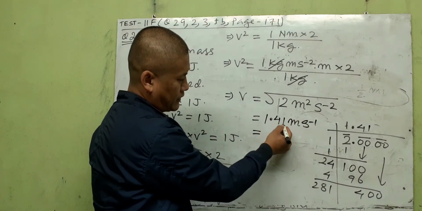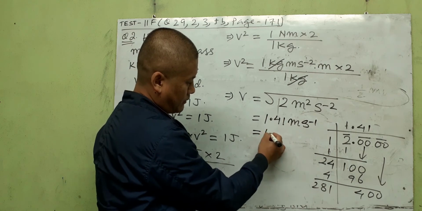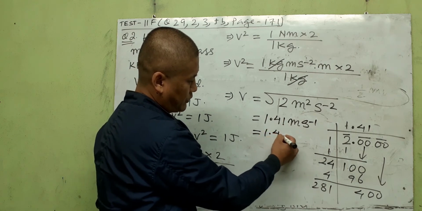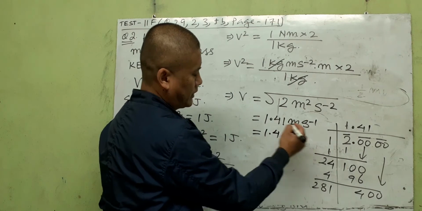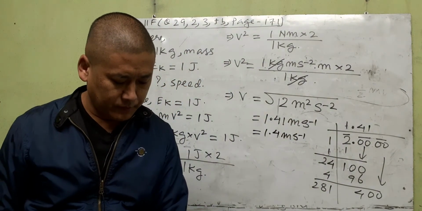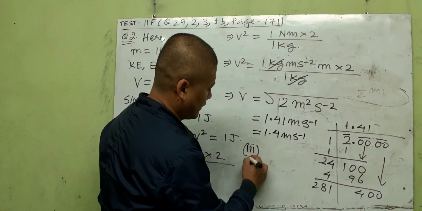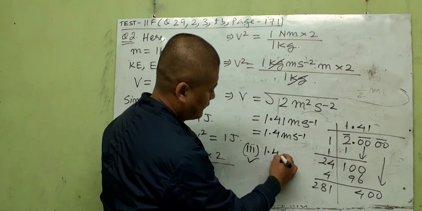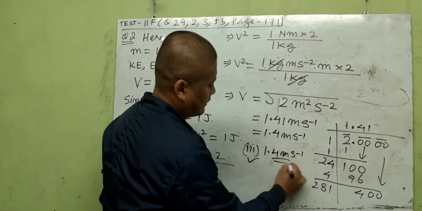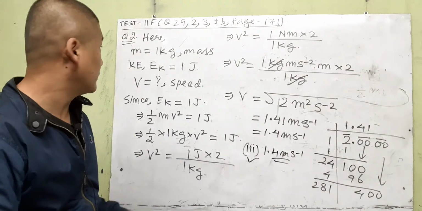First and second place of decimal, second place is less than 5. Then the first place will not change, 1.4 meter per second approximately. Now if you look into your text, the answer that matches this is choice number 3. So this is the correct one. 1.4 meter per second. Right, so question number 2.